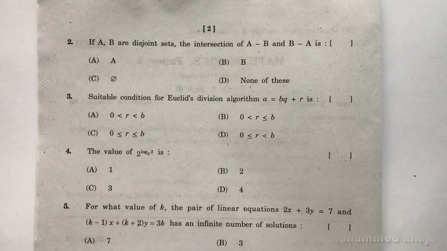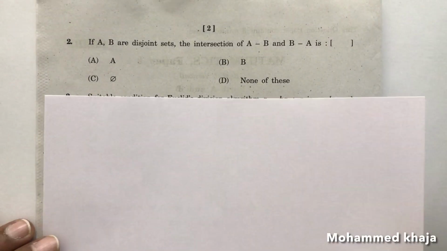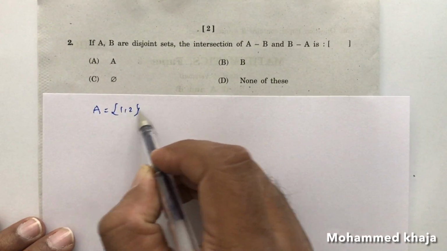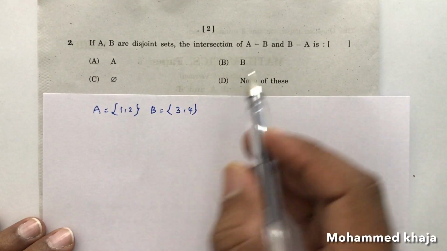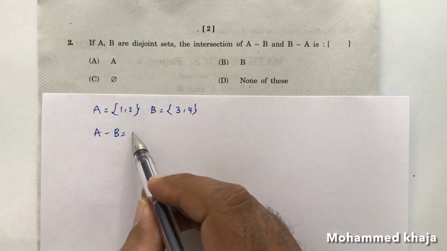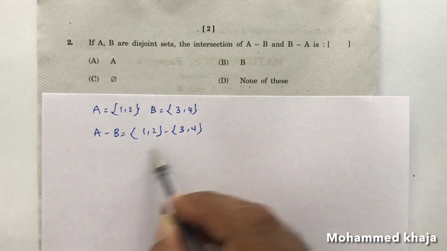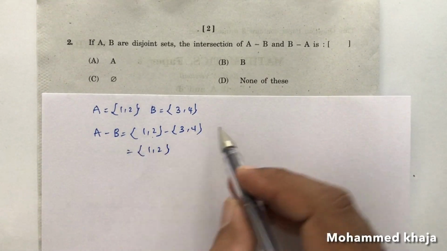Next question. If A and B are disjoint sets, the intersection of A minus B and B minus A. So here you take an example for A, 1, 2, and for B you take 3, 4, because A and B are disjoint. Now calculate what is A minus B. You'll get 1, 2 minus 3, 4. So nothing will get cancelled. So 1, 2 is the answer for A minus B.